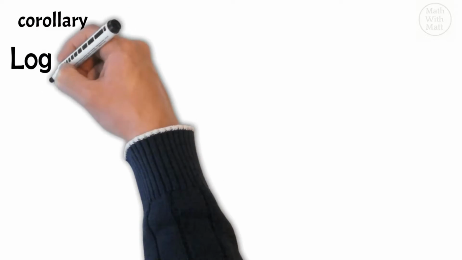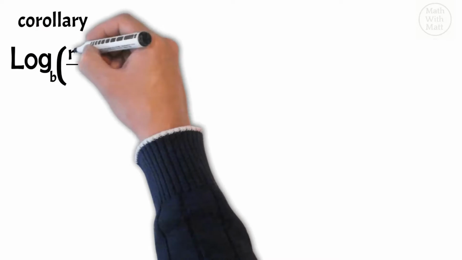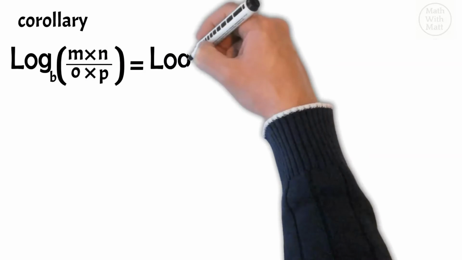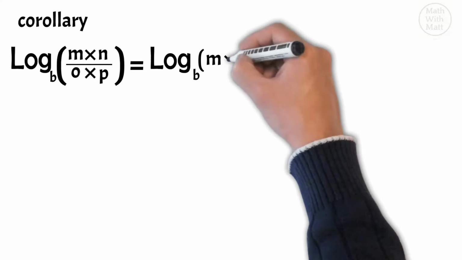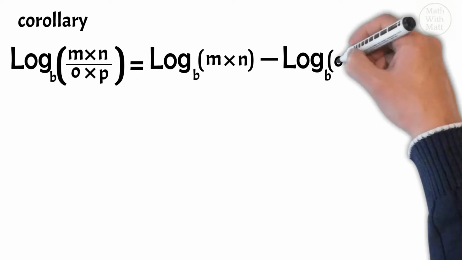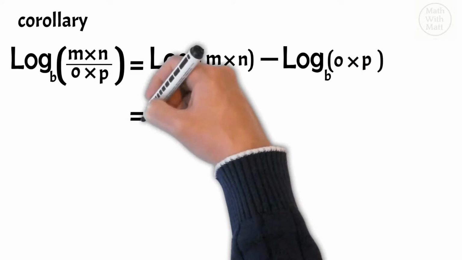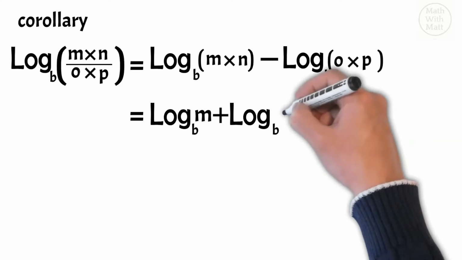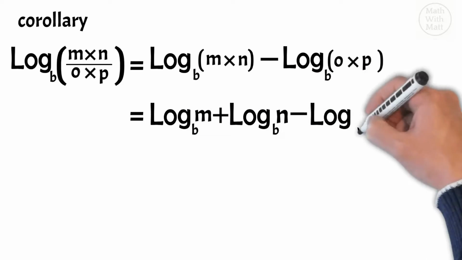Another such new formula can be formed, using both log of product and log of quotient. Using log base b of m multiplied by n, upon o multiplied by p, which can be rewritten as log of m multiplied by n, minus log of o multiplied by p. Which can be further simplified as log of m, plus log of n, minus log of o, minus log of p.